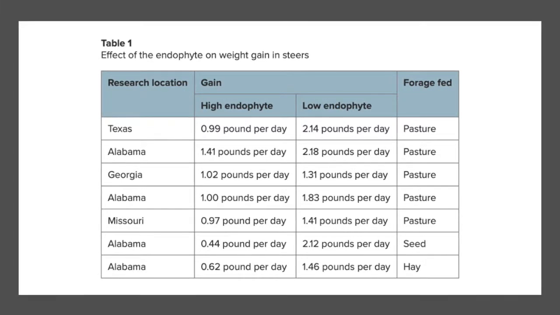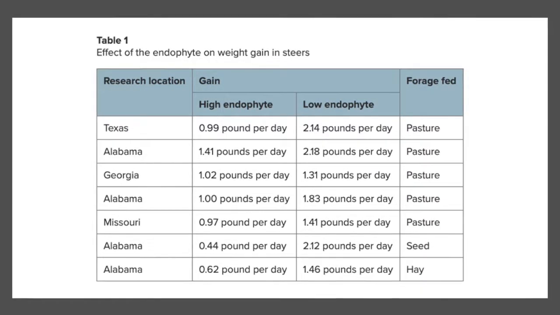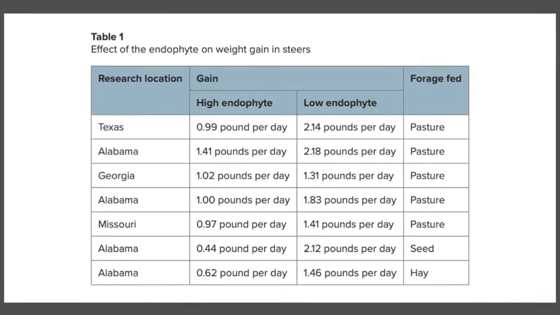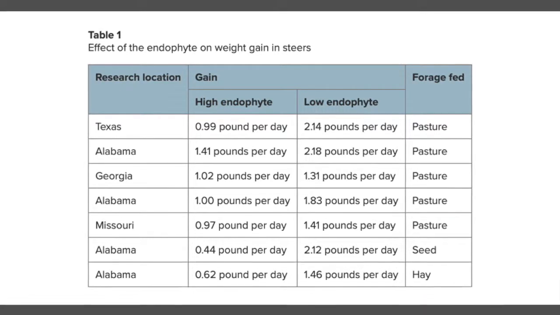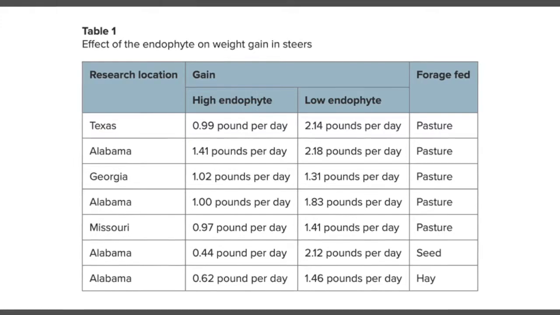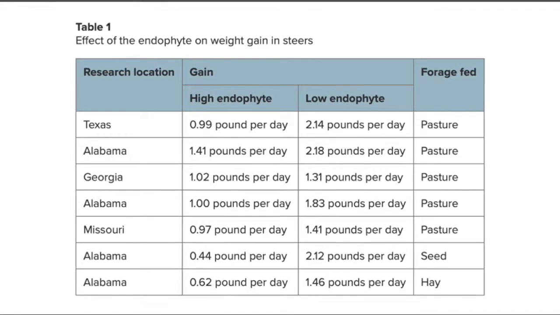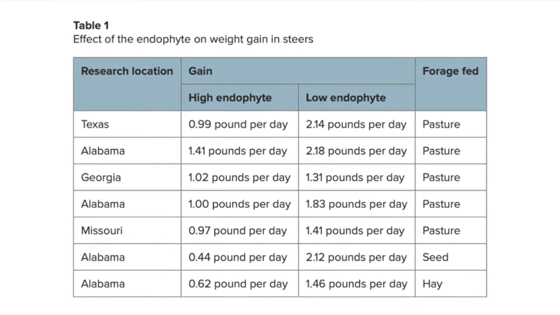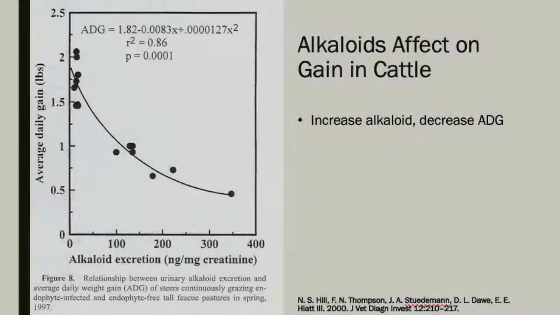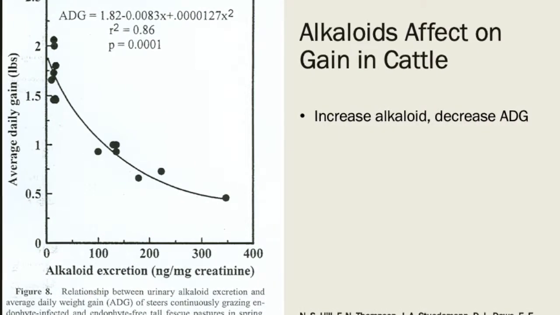This table shows a study that was done by the University of Missouri Extension showing the average daily gain of steers in different locations fed a highly infected tall fescue compared to a lower infected tall fescue. Gains were typically around 1.5 to 2 pounds on the low infected as compared to 1 pound or less in the highly infected tall fescue. This graph shows that as there is an increase in alkaloids, there is a decrease in average daily gain.